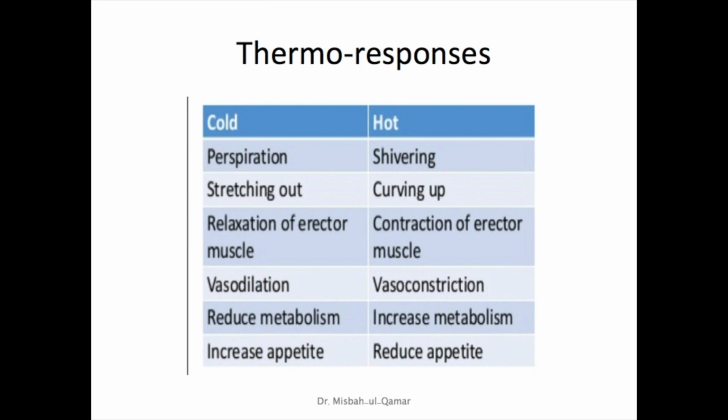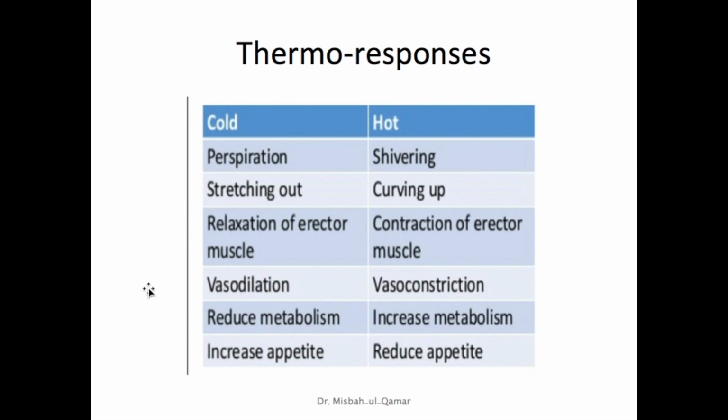Here is a list of thermal responses of our body in case the body temperature fluctuates from the set point. You can see that if the body's temperature rises above the set point and our body has to lose heat, then there are certain mechanisms through which it loses heat, such as perspiration, vasodilation, and the relaxation of the erector pili muscle. Even the metabolism is reduced.